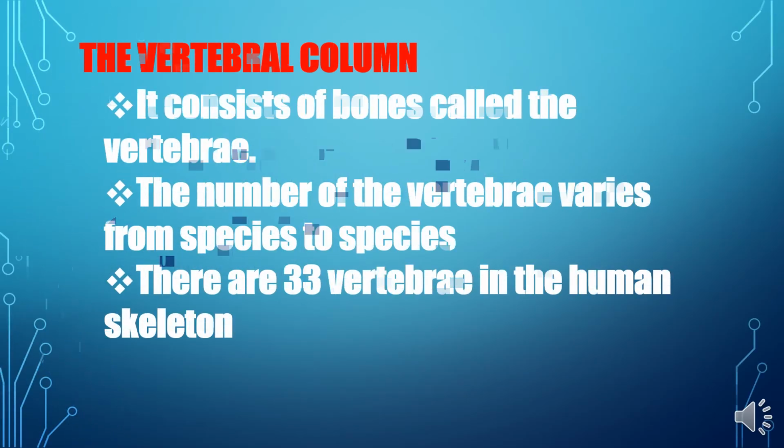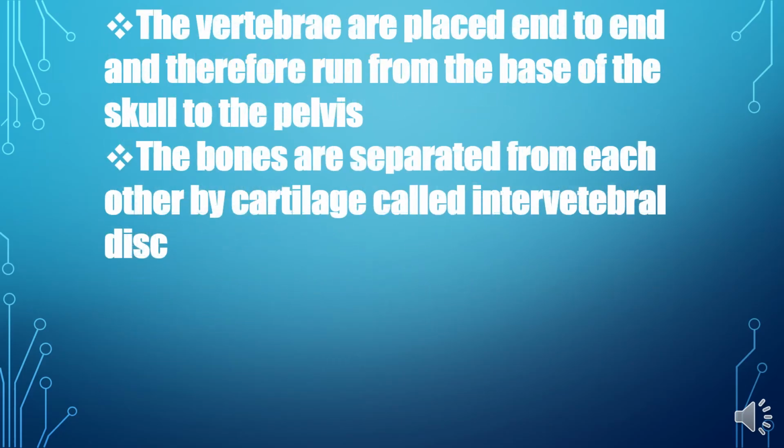The vertebral column. It consists of bones called the vertebra. The number of the vertebra varies from species to species. There are 33 vertebrae in the human skeleton. The vertebrae are placed end to end and therefore run from the base of the skull to the pelvis. The bones are separated from each other by cartilage called intervertebral disc.